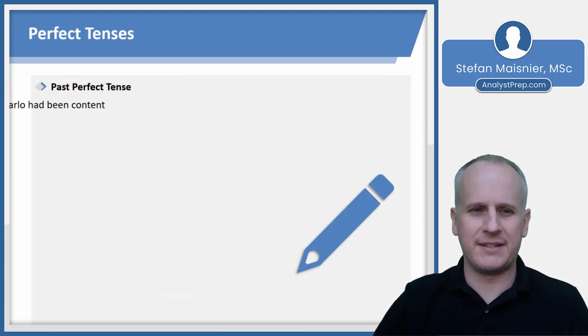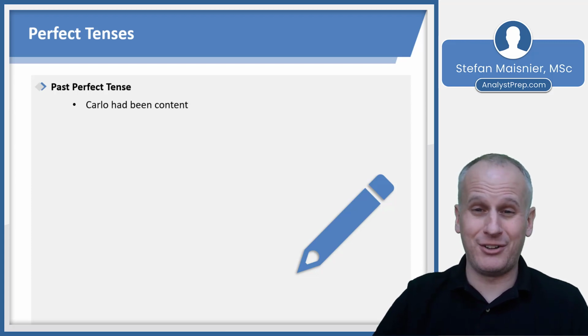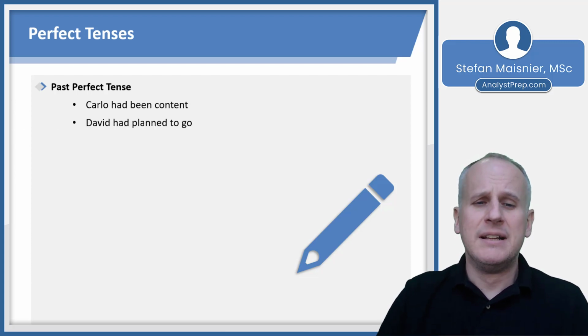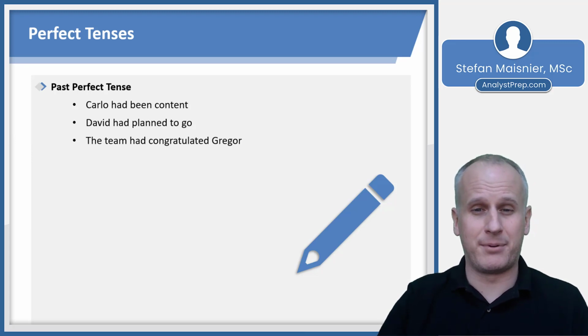So our past perfect tense, Carlo had been content. Simple enough. Then something else happened, and probably Carlo was no longer content. David had planned to go, again, until some other action occurred that probably stopped him from planning to go. And the team had congratulated Gregor until something else happened. Perhaps Gregor blew the next game.